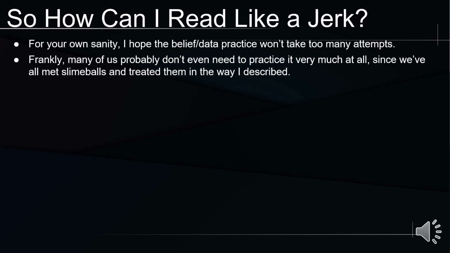So for your own sanity, I hope that the belief in data practice that I described won't take too many attempts, and generally speaking, it doesn't. Frankly, many of us probably don't even need to practice it very much at all because, like I said, we've probably all met slime balls and treated them mentally in the way that I described, even if you haven't given voice to those thoughts. If you have come across somebody in your life who is just obviously trying to suck up to you to get something out of you and you detect it, this is kind of the natural response that we have. We get defensive and we're like, oh, they're saying this stuff, but they don't really like me. They don't really care that much about me. They just want something else out of me.